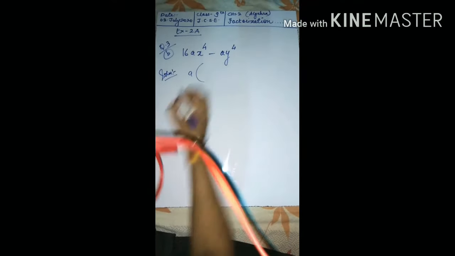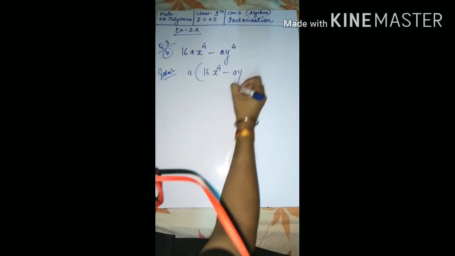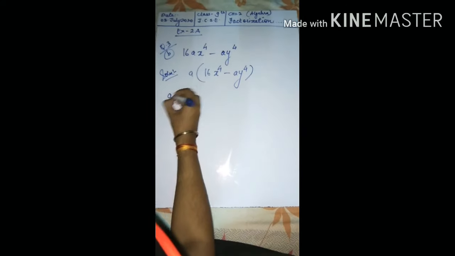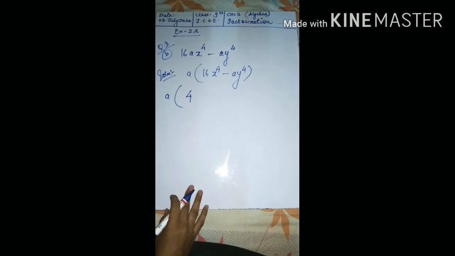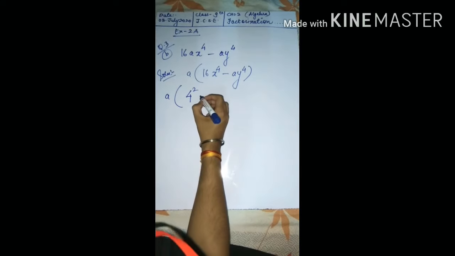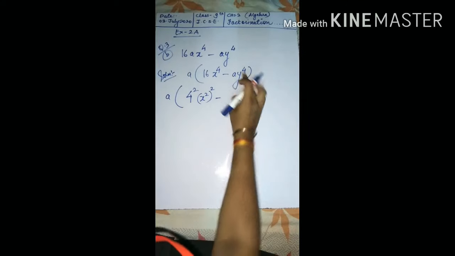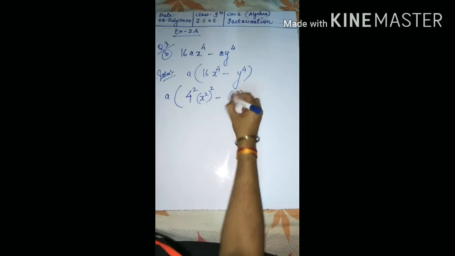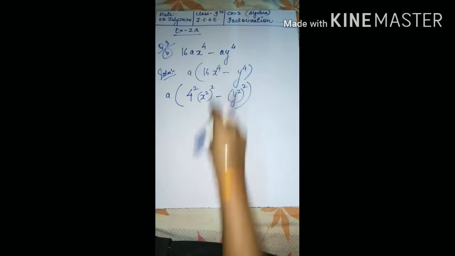So taking a common out, we are left with 16x to the power 4 minus y to the power 4. Okay, now see, this is 16, this is square of 4, 4 square. This is x to the power 4. Can we write this as x square whole square? Okay, sorry, this a won't come because we have taken a common. Okay, y to the power 4, can we write this as y square whole square? No problem, because 2 2s are 4, this is also 2 2s are 4.